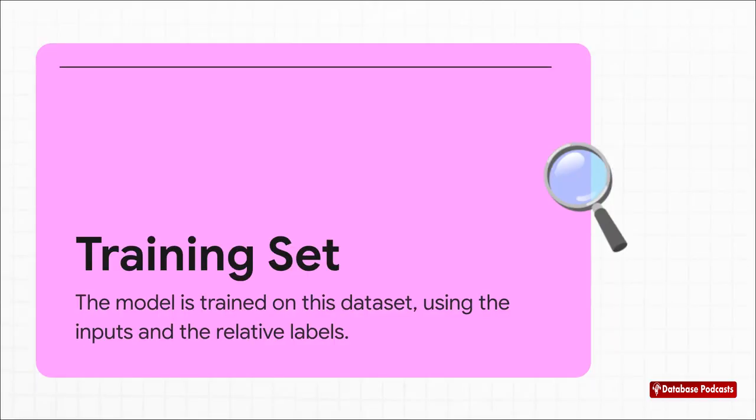So, bucket number 1, the training set. This is the big one. It's the lion's share of your data. Think of this as the model's entire library: the textbooks, the homework problems, the lecture notes. This is all the material it's allowed to look at to learn the patterns and figure out what's going on.